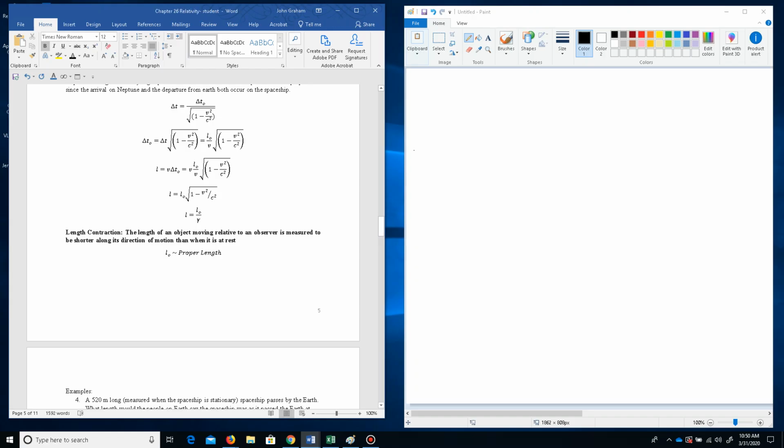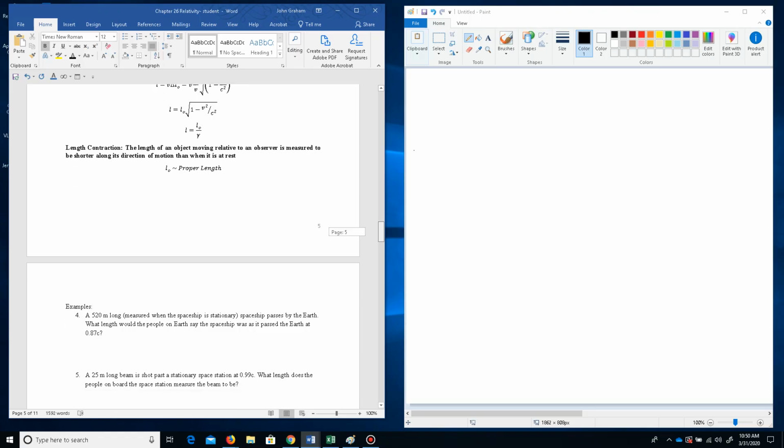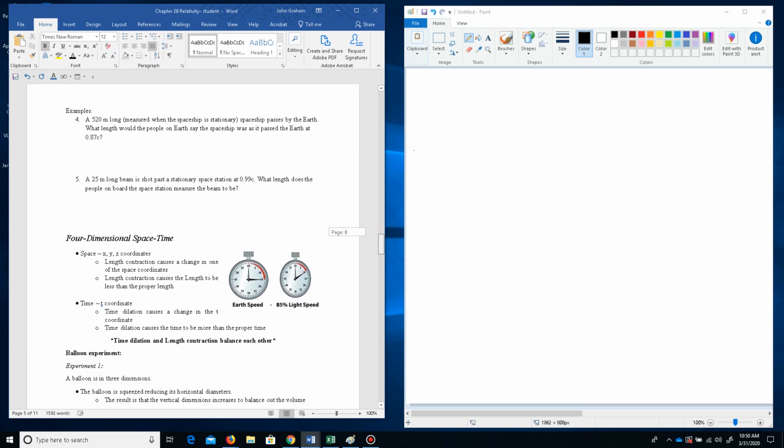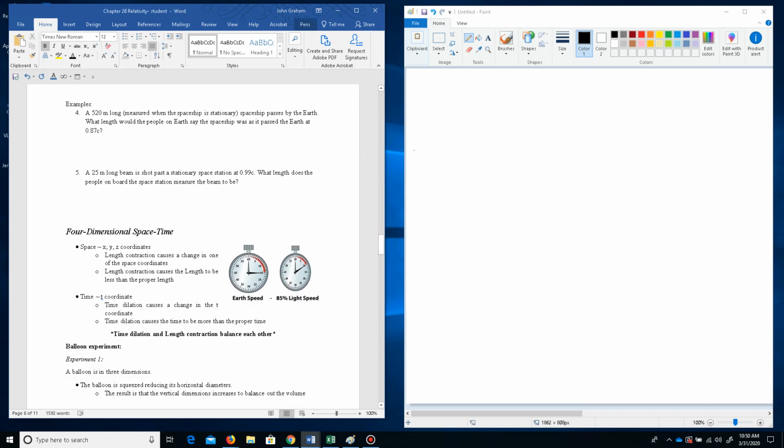And so the length of an object moving relative to an observer is measured to be shorter along the direction of its motion than when it's at rest. Right? So it contracts. How much it contracts depends on the speed that the object is moving. Right, so we'll get into a couple of examples here.